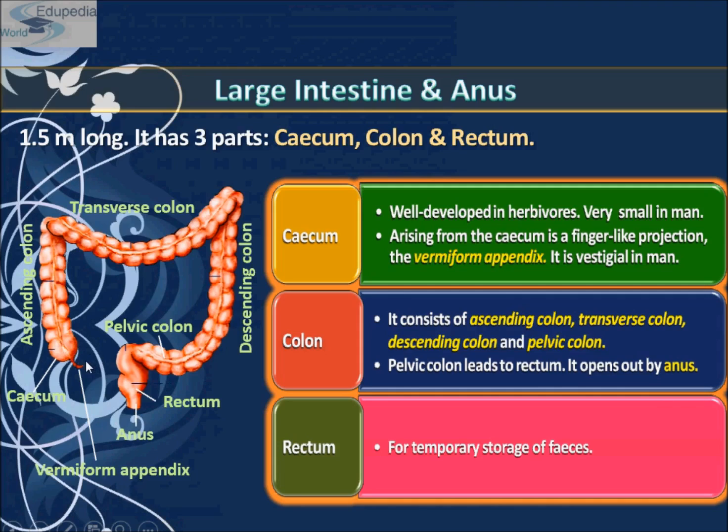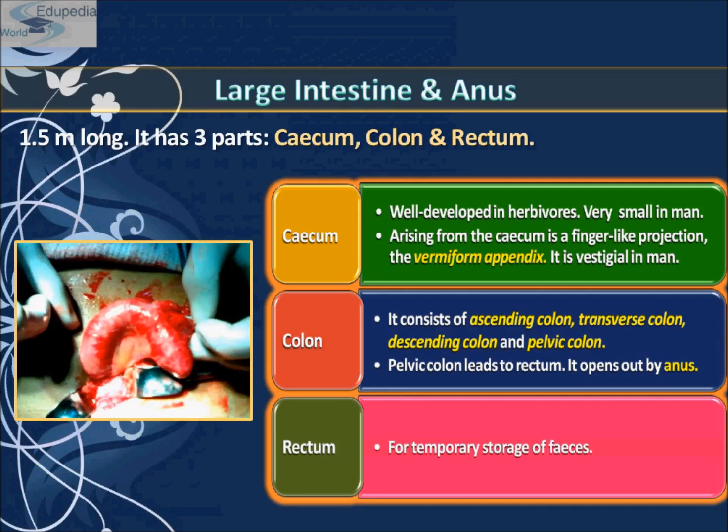Please note that. Okay, and this is the cecum, which is well developed in herbivores. It is very small in man. It arises from the cecum as a finger-like projection, the vermiform appendix, which is of course vestigial in man. And then comes the colon. It consists of the ascending, transverse, descending, and the pelvic colon. The pelvic colon leads to the rectum that opens out by the anus. The rectum is for temporary storage of feces. Okay.